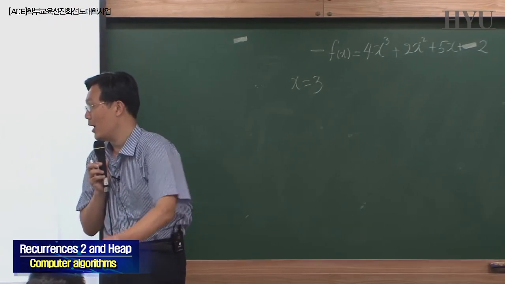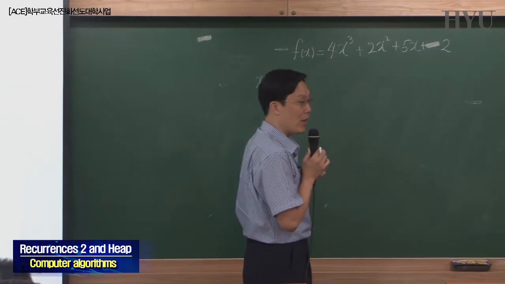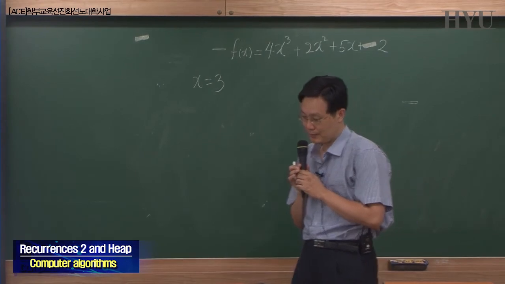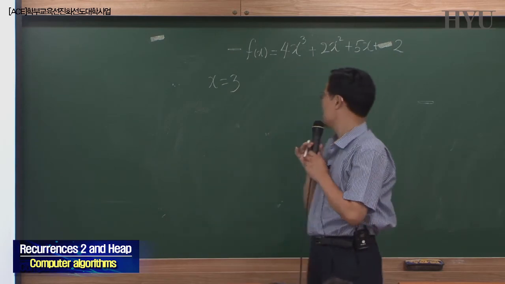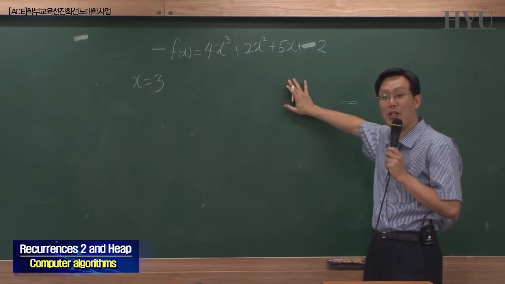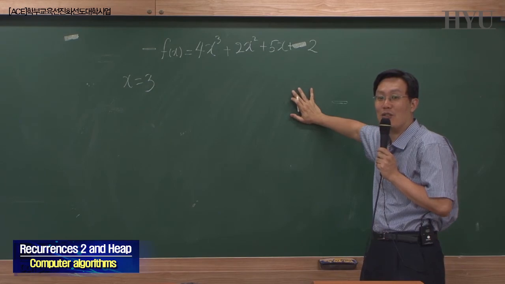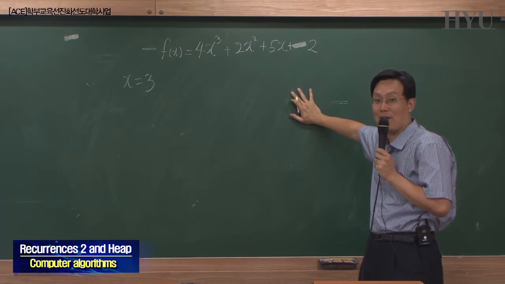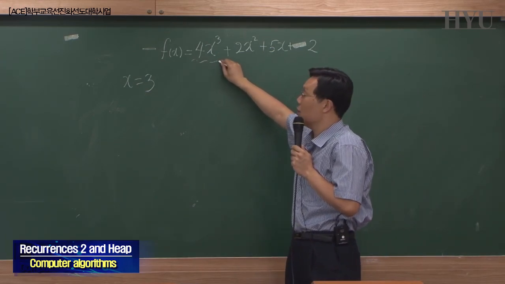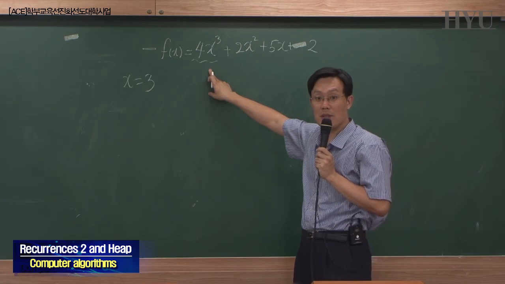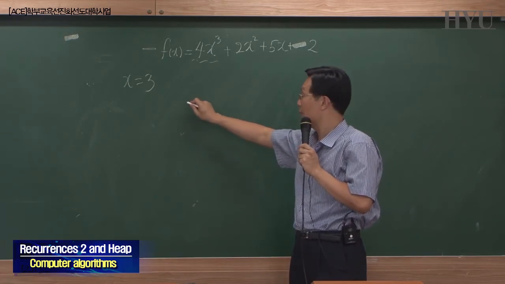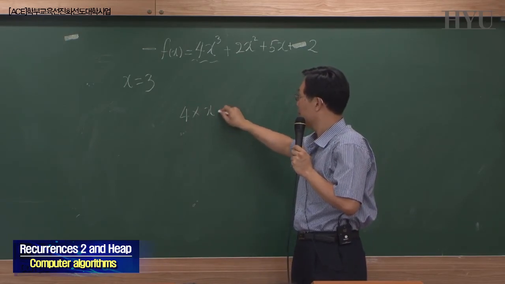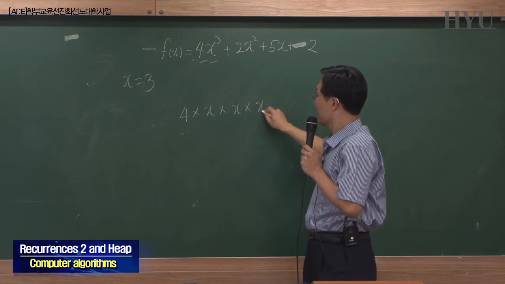Then let's count the number of multiplications used. Let's try using a simple algorithm. How many multiplications are required to compute this? 4.